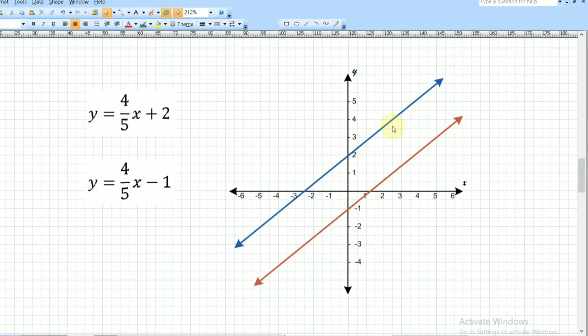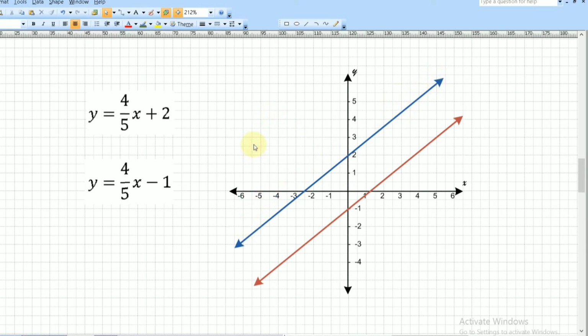Let's get back to the original equations. Since they are parallel to each other, if we are speaking about a system of linear equations, there is no solution, right? Because there is no intersection. But if we are speaking about linear inequalities, it doesn't mean that they don't have a solution.